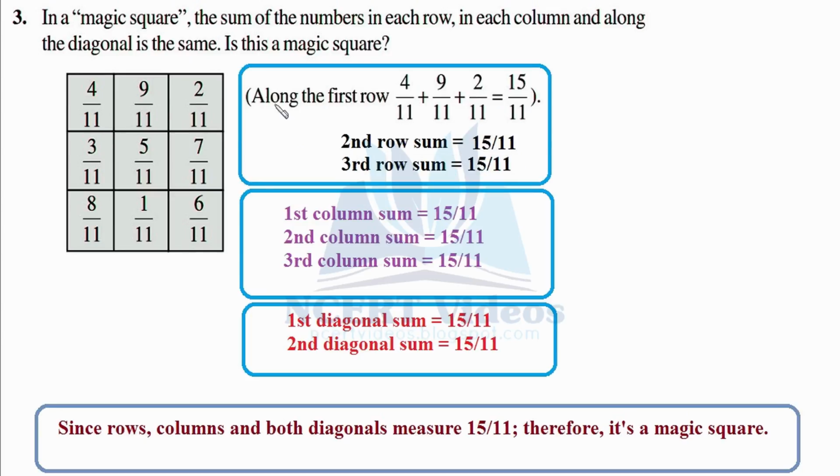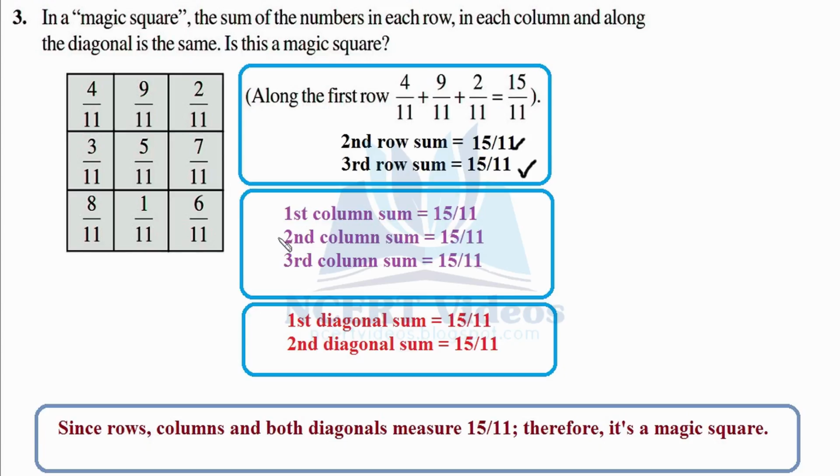Here, the first one is given to you along the first row, that is you have to add all three fractions that give you 15 over 11. Now second row, again 11 is common, therefore we wrote 11 here, and adding these all up, that is 7 plus 3 is 10, 10 plus 5 is 15, therefore 15 over 11 for the second row. Similarly for the third row, 8 plus 1 is 9, 9 plus 6 is 15. So so far it is coming 15 over 11.